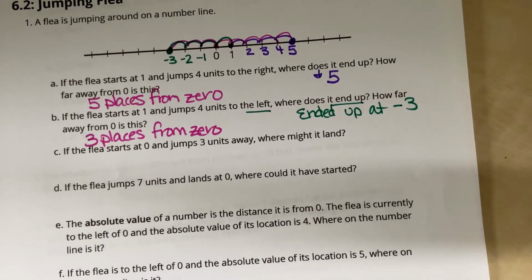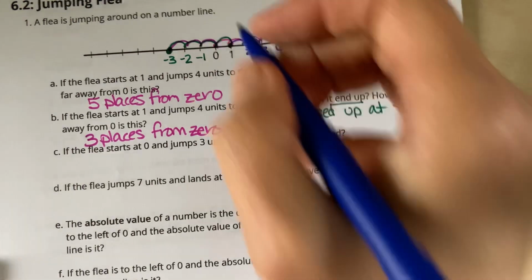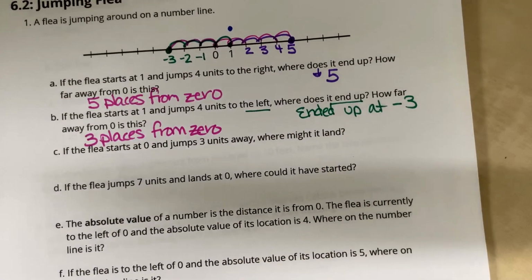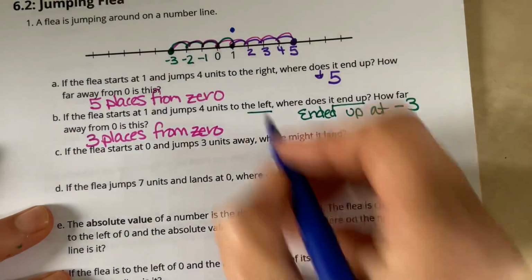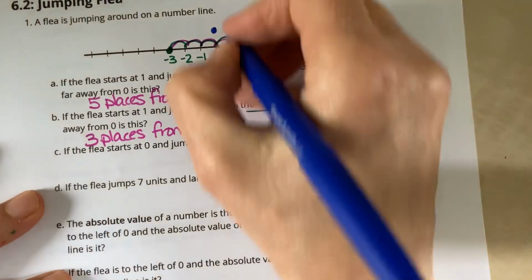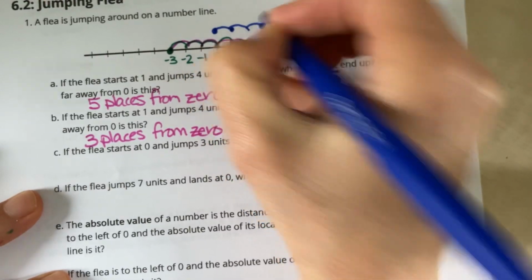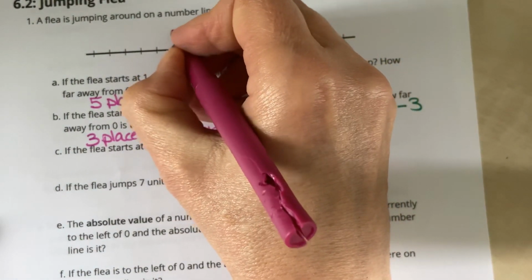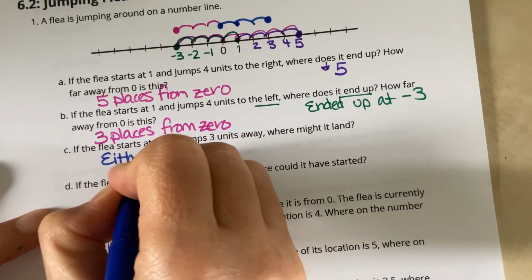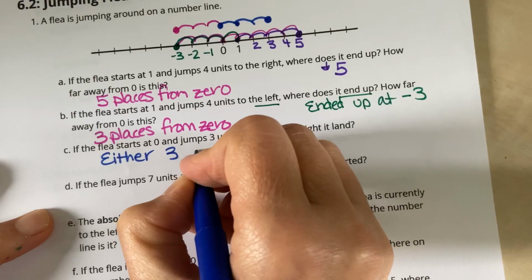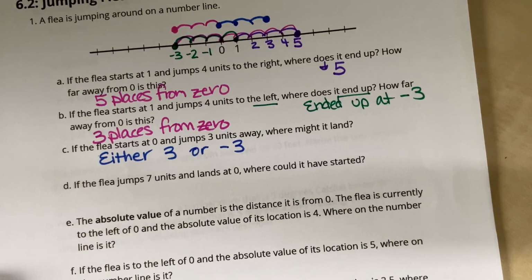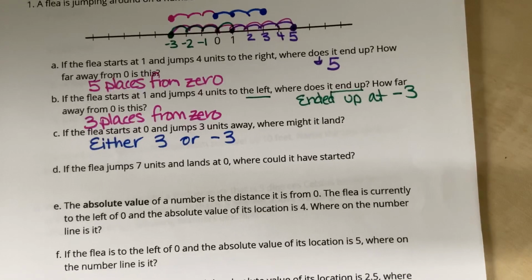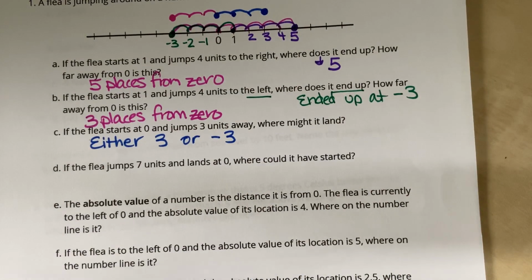All right, if the flea, I got to get a different color because I'm running out of colors. If the flea starts at 0 and jumps 3 units away, where might it land? So it starts at 0. It's not telling me whether I can go right or left. So he's starting at 0. He could jump 3 this way, 1, 2, 3, and end up at 3. Or he could jump 3 in the opposite direction, 1, 2, 3, and he could end up at -3, okay? So he might end up at either 3 if he went to the right, or -3 if he went to the left, okay? How many places from 0 is it? 3. Doesn't matter whether I went right or left, he still jumped 3 times.